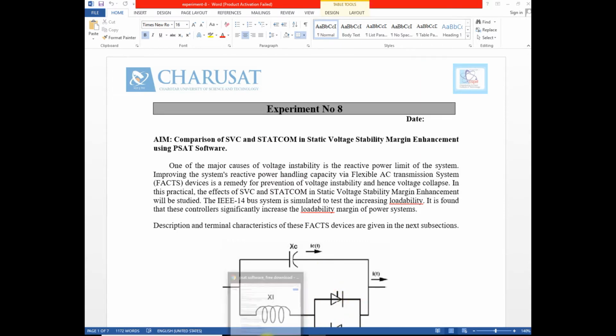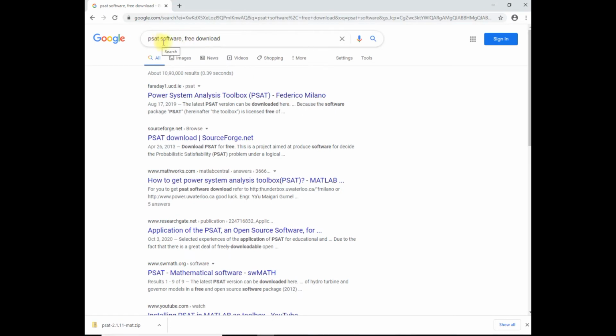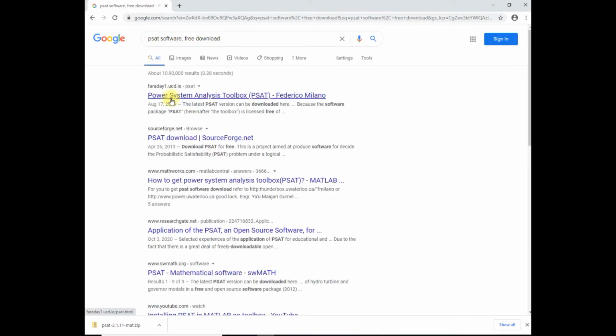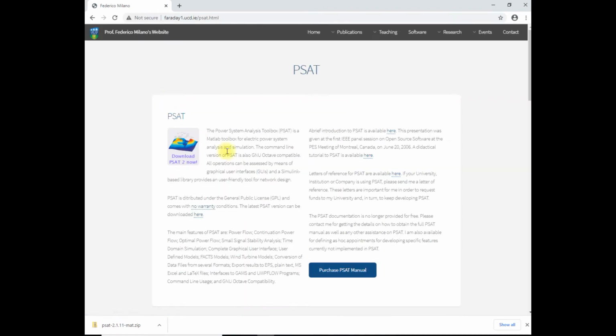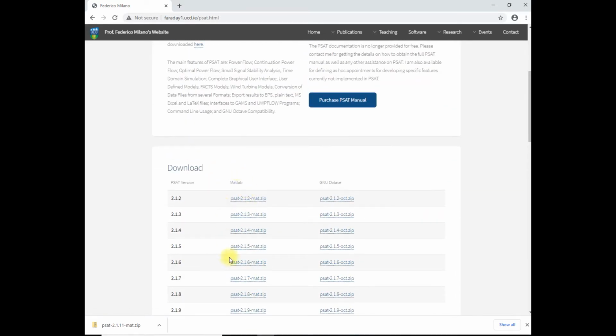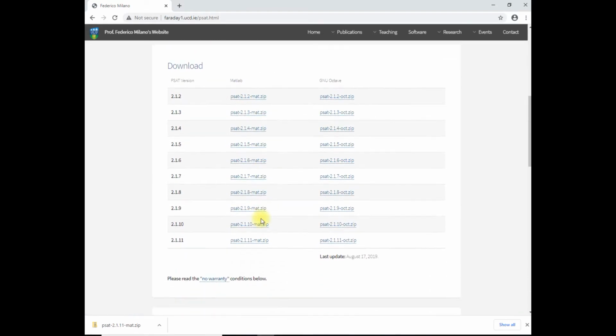For that, first you search for PSAT software free download in Google. Open the first link, the power system analysis toolbox, and you can find a number of versions of the PSAT software. Download the latest version, 2.1.11. So you can get this zip file of PSAT.